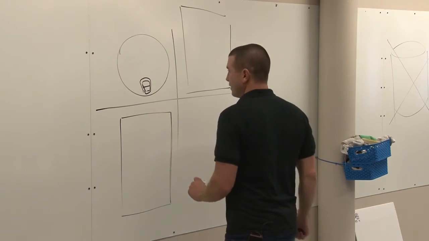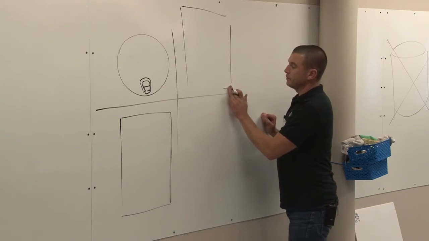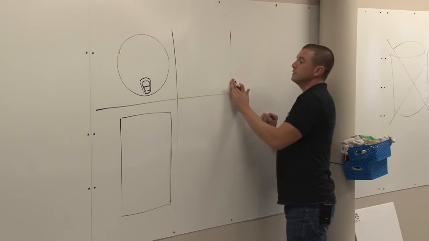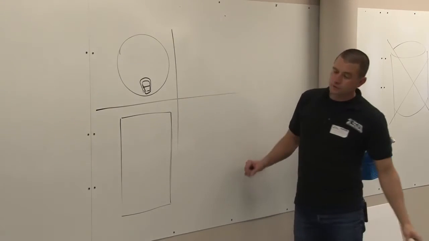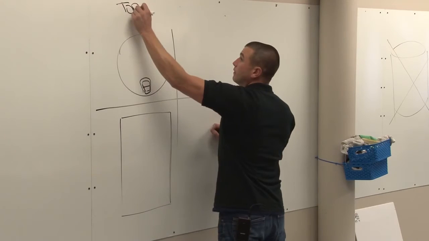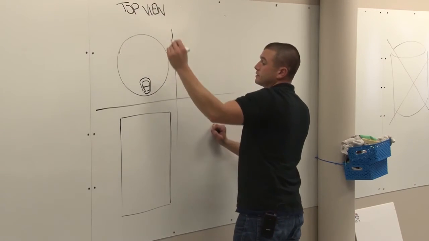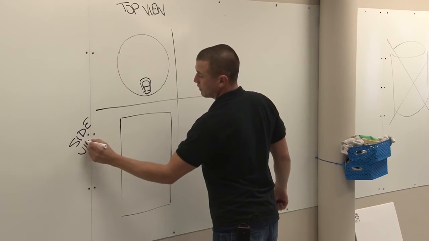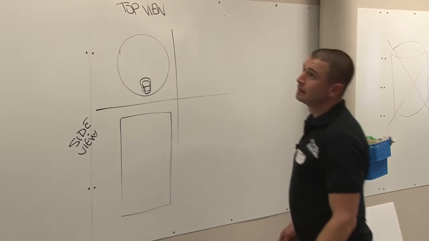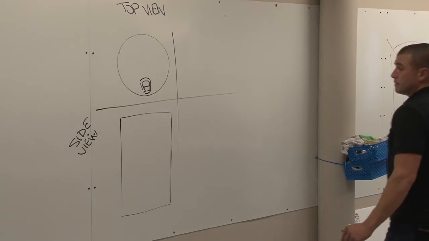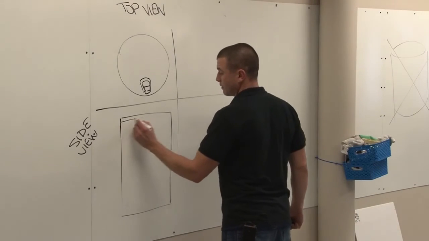Yeah. Now do the views have alignment? Only one person? Do these views align now? Yes. Label it. Top view. All capital letters. Side view. Put a little label here.